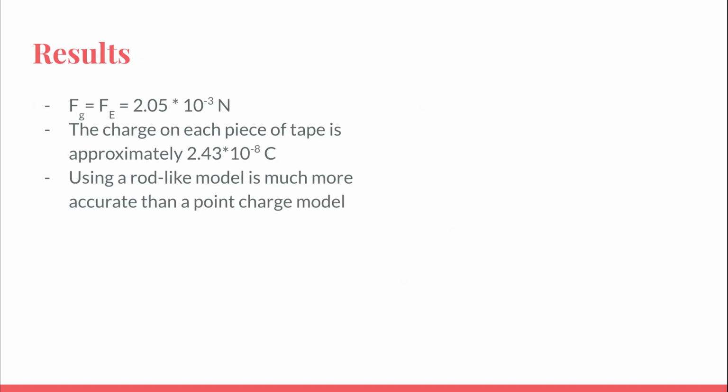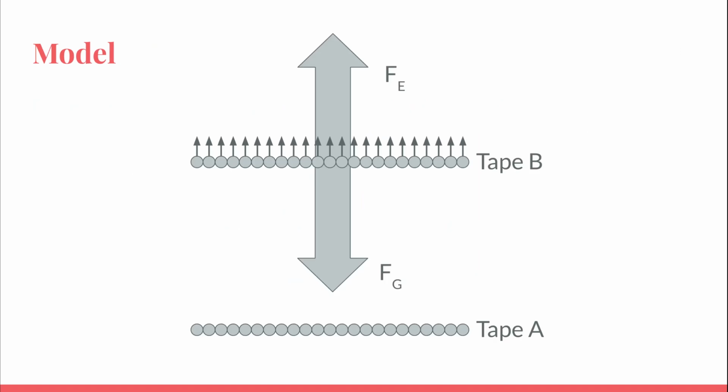For my results, I found that the electric force is 2.05 times 10 to the negative 3 newtons. The charge on each piece of tape is approximately 2.43 times 10 to the negative 8 coulombs. And I found that using a rod-like model is much more accurate than a point charge model. So this is what the model looks like. We've got tape A at the bottom, which is exerting force on tape B. The total of those forces is represented by the arrow pointing upwards, and the gravitational force is represented by the arrow pointing downwards.